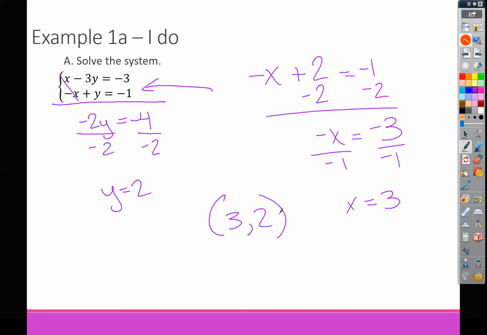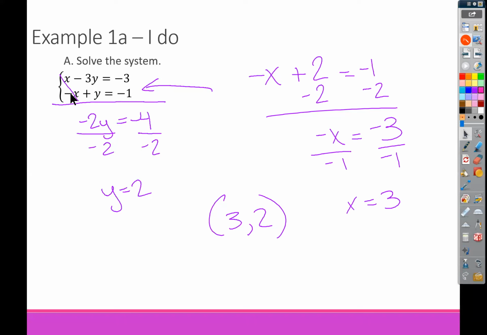So let's go over it one more time because I went through that pretty quickly. If you want to solve by elimination, you add the two equations together. When you do, x plus a negative x is eliminated. Negative 3y plus y is negative 2y. Negative 3 plus a negative 1 is negative 4, and then you go from there.